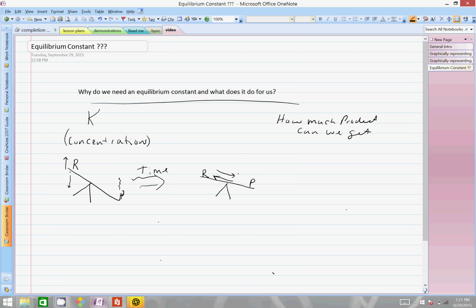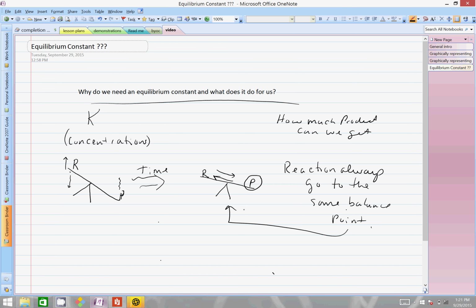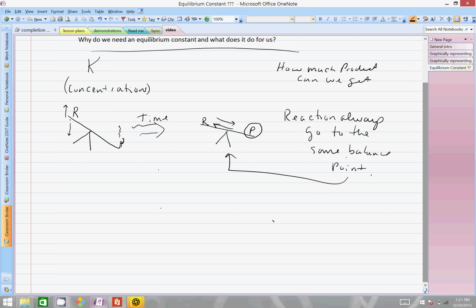Okay. At that point, how much actual product is there? And does a reaction always go to the same balance point? And these are some questions that scientists were trying to figure out. If a reaction always goes to the same balance point, well, then maybe we can predict ahead of time, if we know how much of this we're going to have, how much of this. So scientists started to track concentrations.